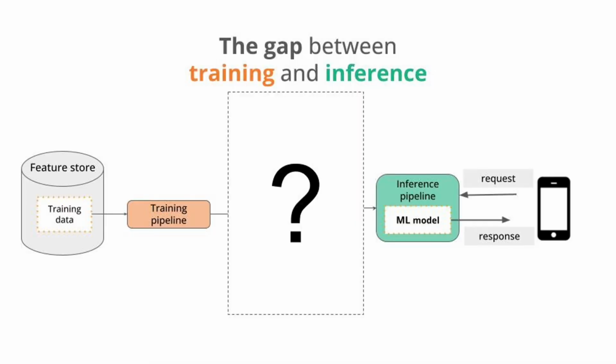Now, to deploy a model, you need to somehow bridge the gap between the development environment or the training environment where you train your model and the production environment where this model is later deployed and used to generate predictions. But the question is, how do you bridge that gap?